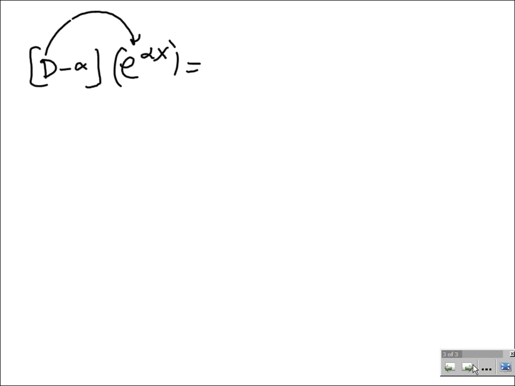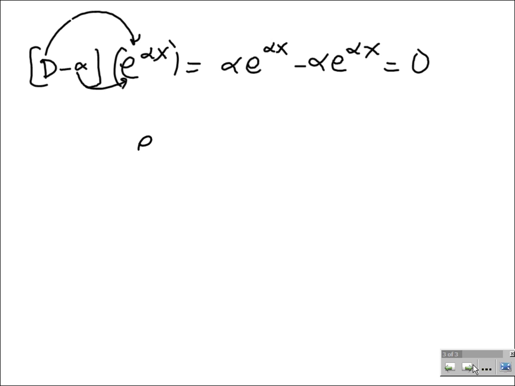Suppose you have e to some number x. I claim that d minus a will annihilate e to the ax. And I can be wrong. Let's prove it. I take the derivative of that, which is a e to the ax, and then I take away a times that. A times e to the ax. Ooh, I get 0.